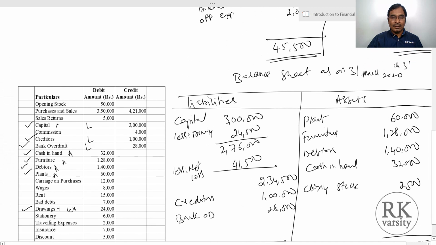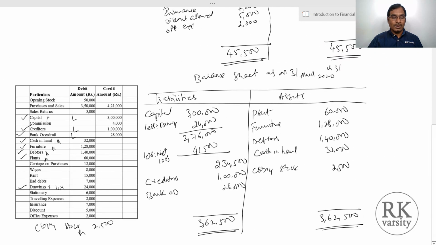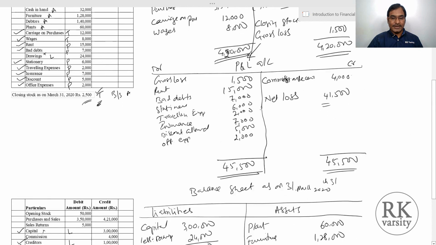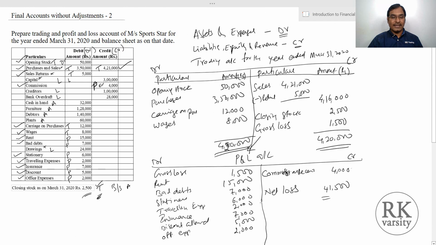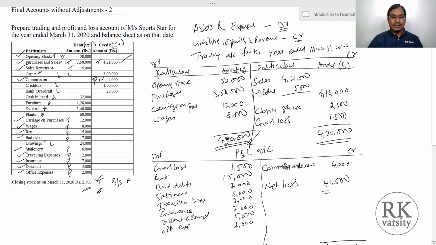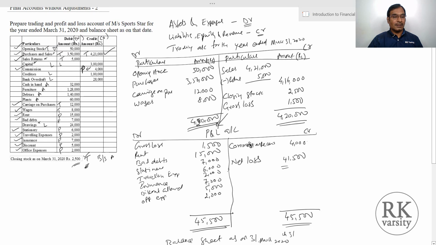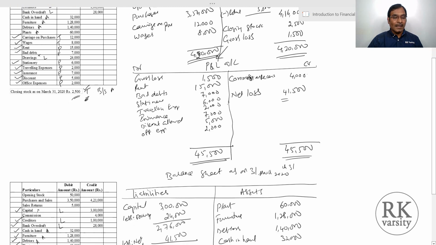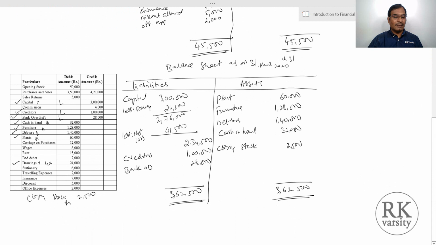Now this is how you are supposed to prepare your trading and profit and loss account and a balance sheet. So here is your trading account and profit and loss account. Pardon me for my poor handwriting and for not following the exact format, but my focus is on explaining how to prepare final statements rather than formatting. And here you have a balance sheet.